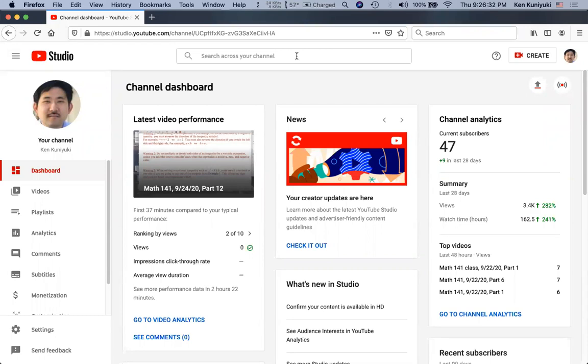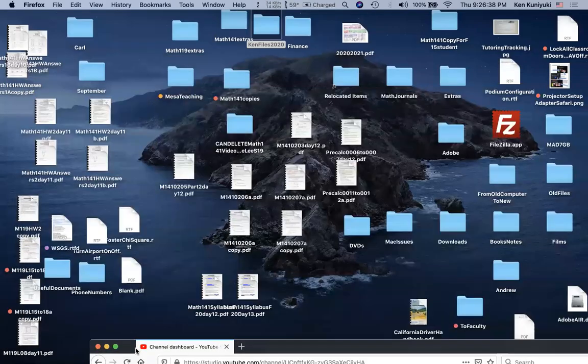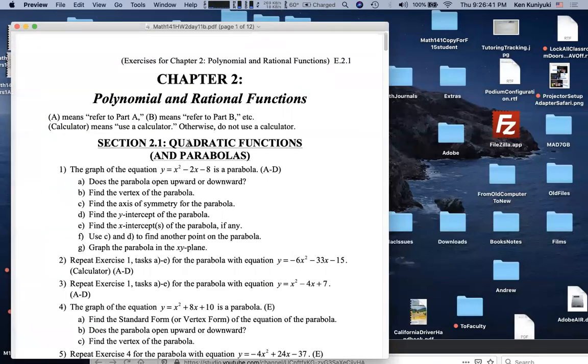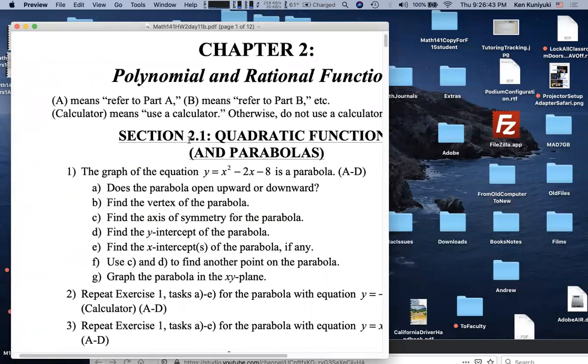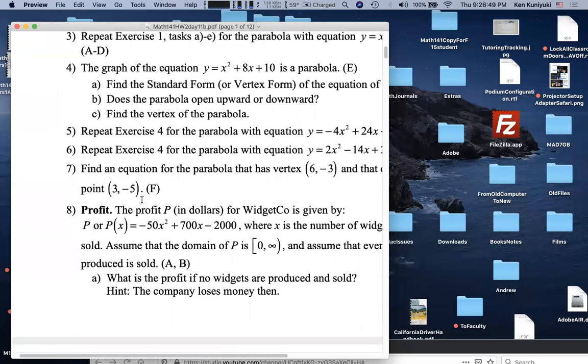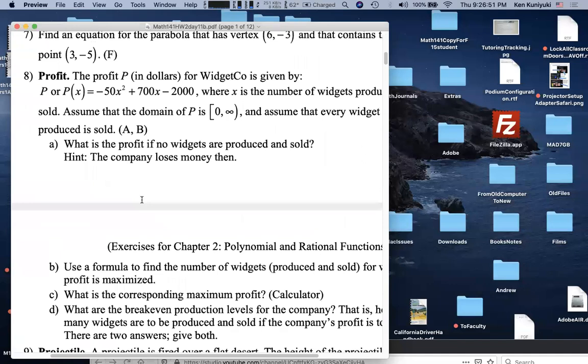I have a question on which one was it? 2.1 8b. I was just wondering, how do you know which formula to use? 2.1, sorry, 2.1 what? 1b? 8b. 8b. Oh, okay.